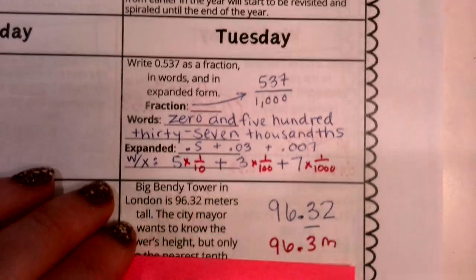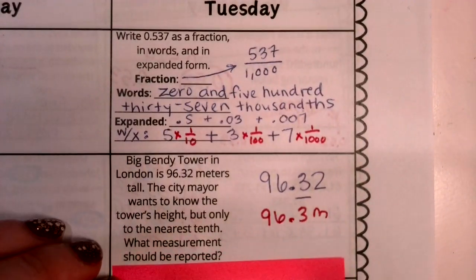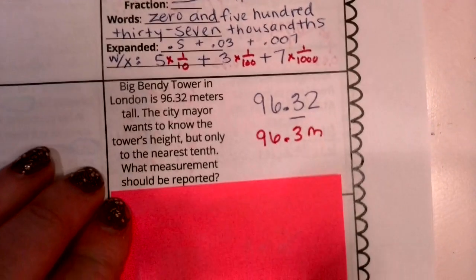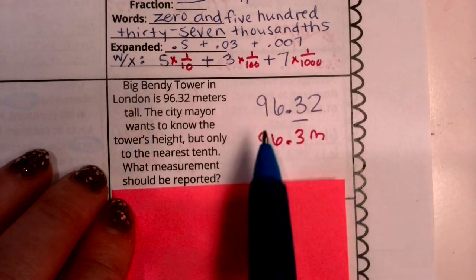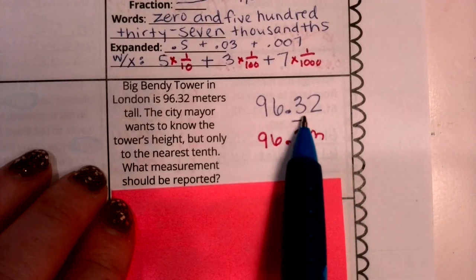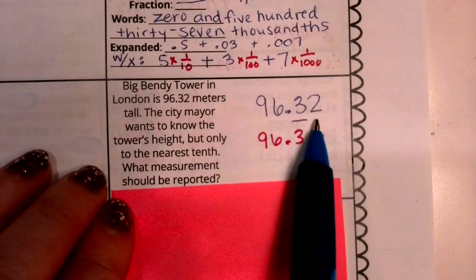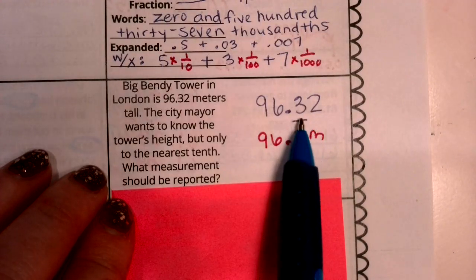Now, boys and girls, we are thinking about this. Big Bendy Tower in London is 96 and 32 hundredths meters tall. The city mayor wants to know the tower's height, but only to the nearest tenth. What measurement should be reported? Well, when I look at this right now, it has a tenth place and a hundredth place, but I need to report it only to the nearest tenth.